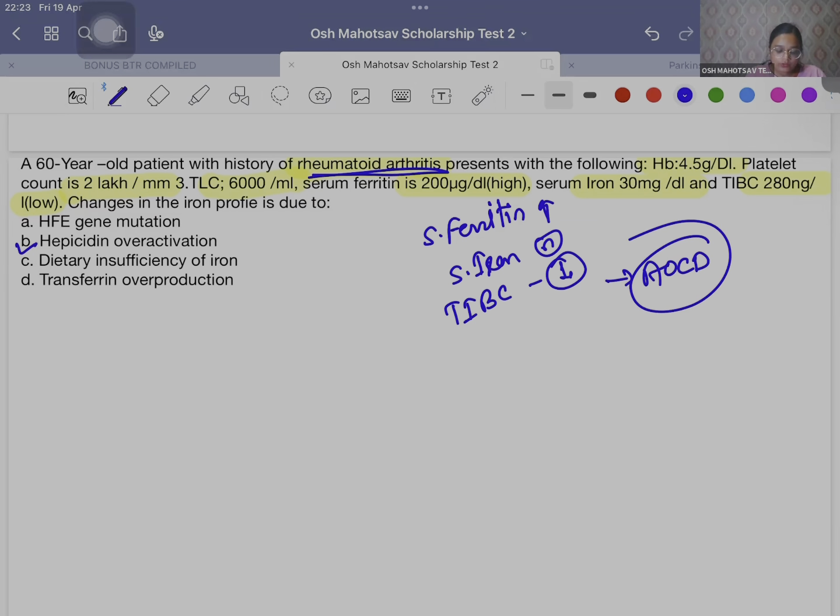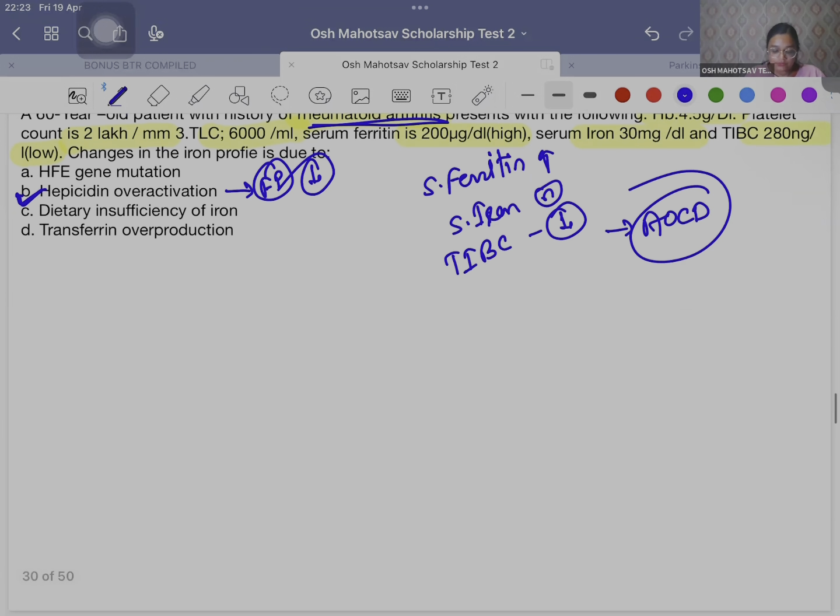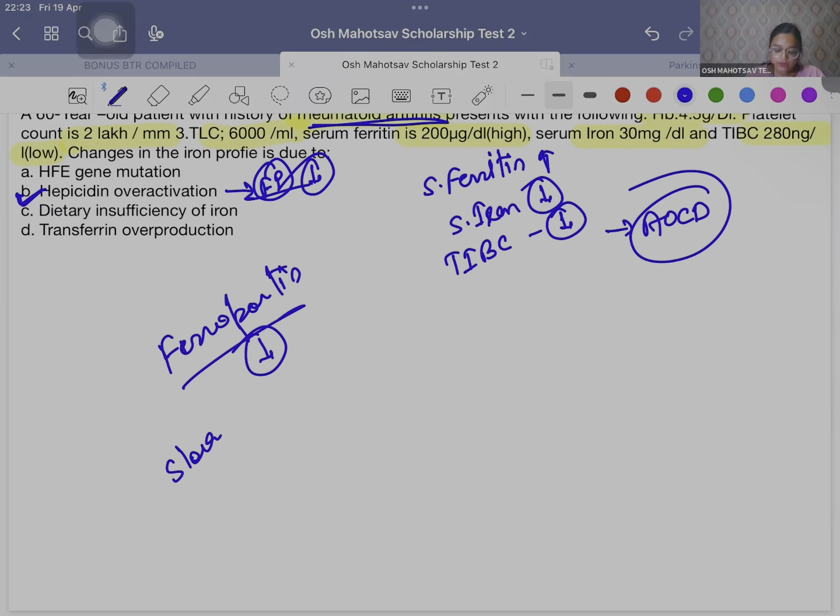So why is this happening in rheumatoid arthritis? Because of hepcidin activation, which blocks ferroportin and decreases the absorption of iron. Okay, so this will be the answer. The iron is not normal, iron is low. These ferroportin proteins in the intestine will not allow iron to be absorbed, so there will be less iron. Also from storage they will not allow iron to come out, so that's why they have more serum ferritin. So the answer is hepcidin overactivation.